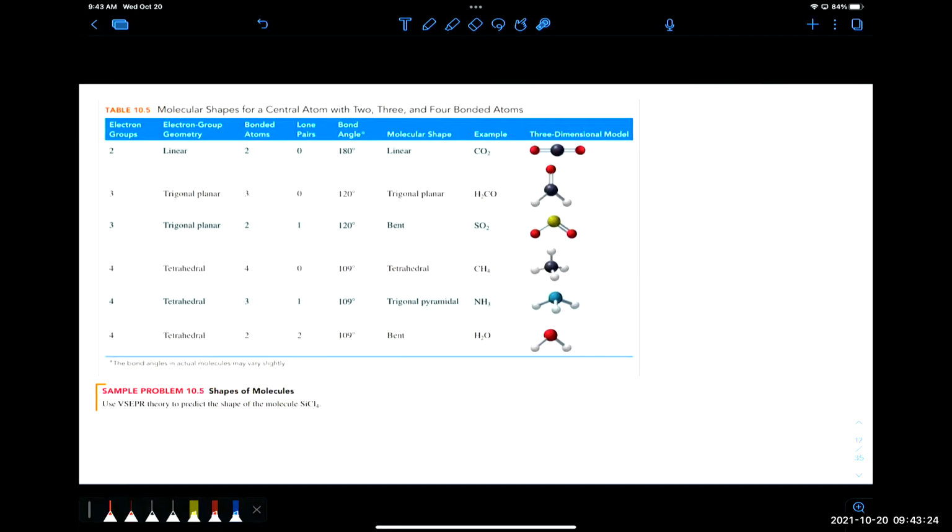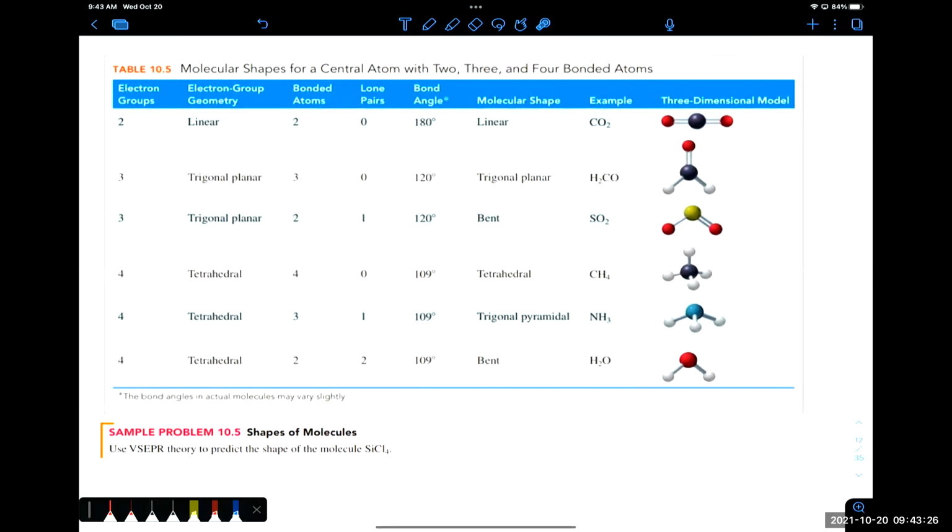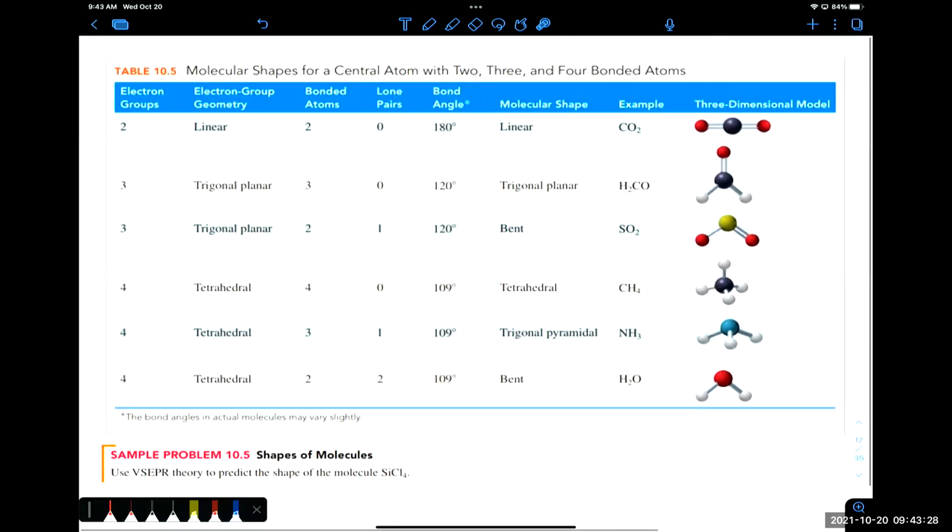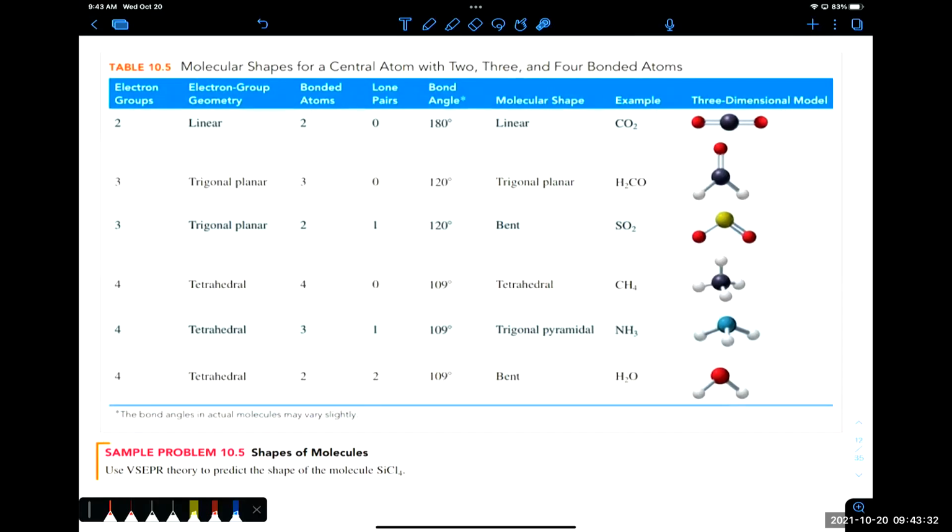So again, there's a table in the book. This would be the table to look at to make those flashcards, because you have your electron groups, your bonded atoms, and your lone pairs. I'm not going to ask you about angles, but you also have your molecular shape and your electron group geometry. So this could also be molecular geometry.